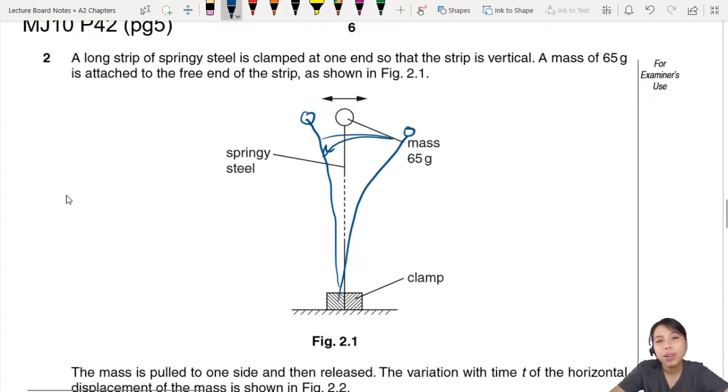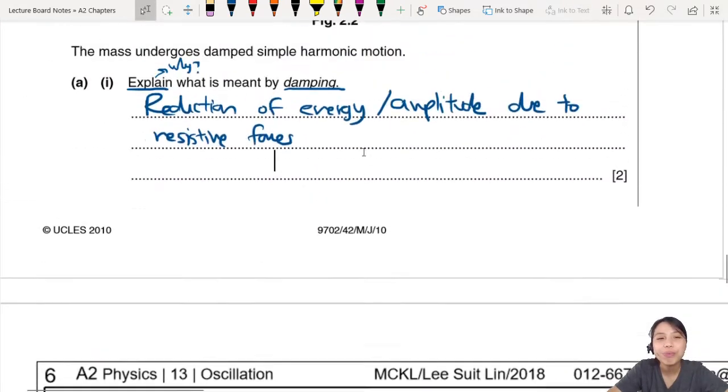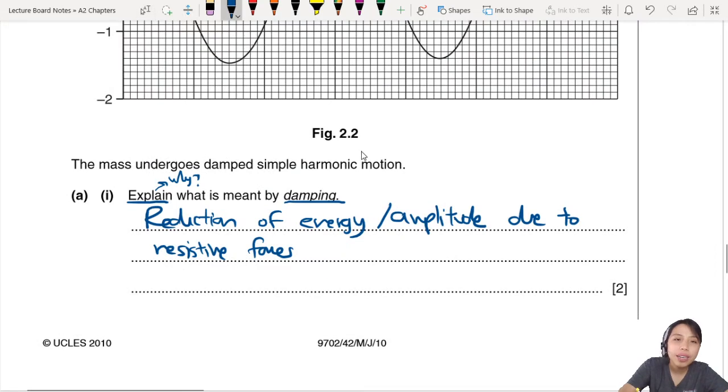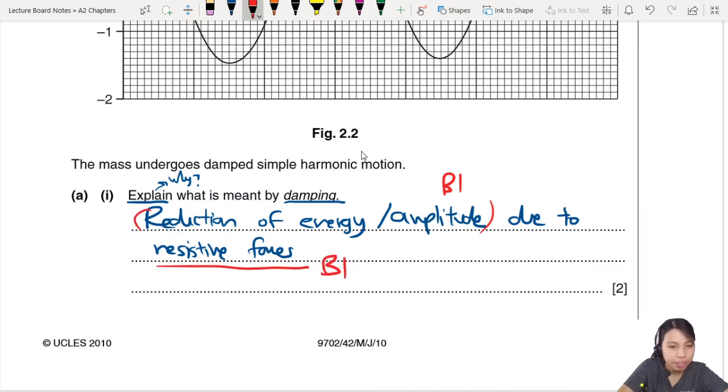So in this case, what will be the resistive force? Energy loss due to deformation of the wire, because you bend it, you get some heat. Air friction maybe. When you're moving in air, you get some air friction. So all these are possible forces, which they will sometimes ask you in past years also. Okay, 2 marks here. First one is what is damping? So that's this part. Second one, why is damping? So this one here, you explain.